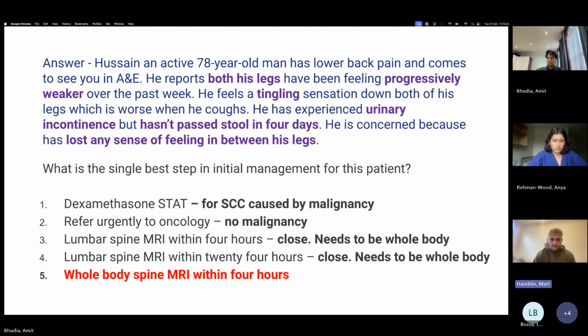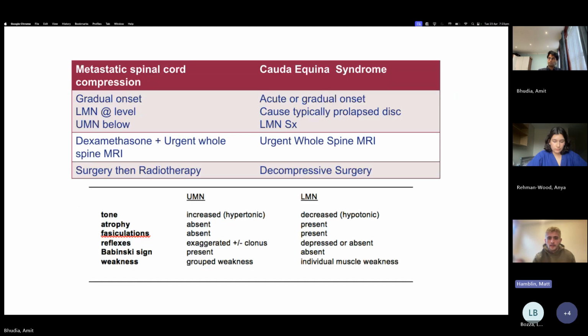But regardless, whether you're thinking this is a malignant spinal cord compression or cauda equina, the investigation you want to go for is a whole spine MRI. So it doesn't really matter too much, but UCL will be more clear with what they're actually going for. So move on to the next slide. This is the top two differentials that we're worried about here. And I've talked about the symptoms of cauda equina.